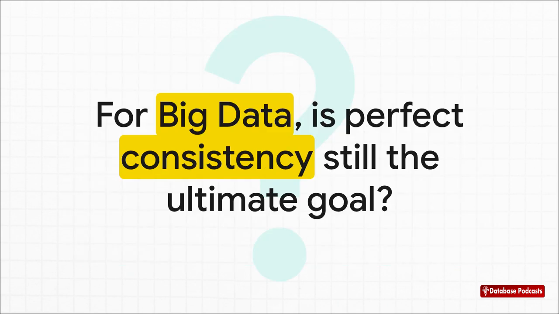The ACID principles we talked about were really defined for these big, centralized databases. But in today's world of massive, globally distributed big data systems, some new designs actually and intentionally relax those strict rules on consistency, all to achieve higher speed and availability. And it forces us to ask, is perfect consistency always the ultimate goal anymore? What trade-offs are we willing to make for the data challenges of the future?